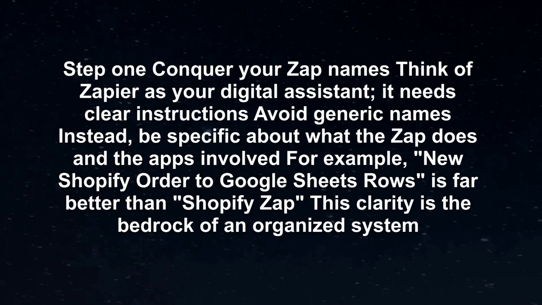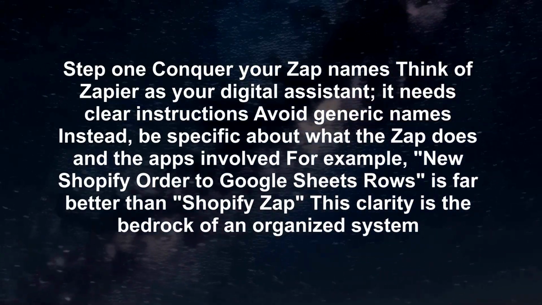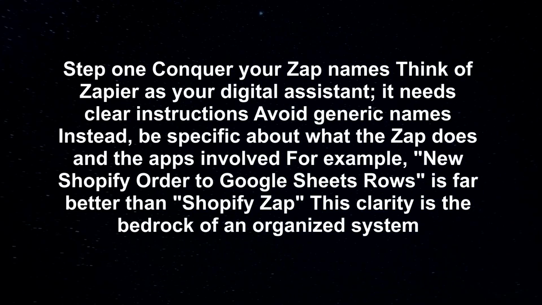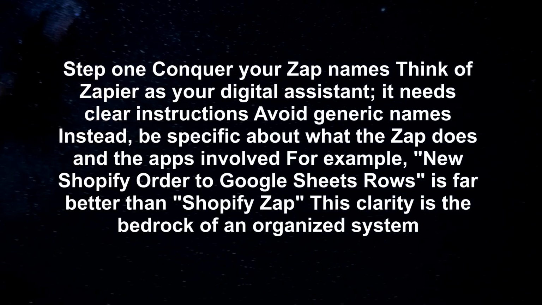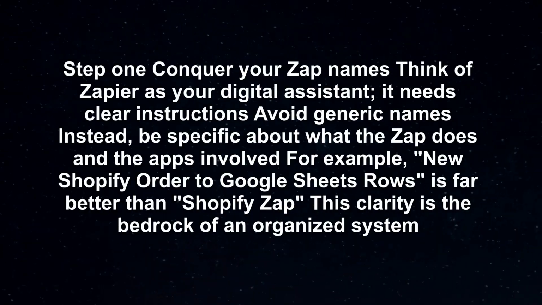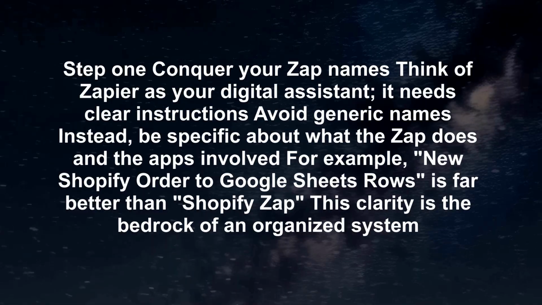Step 1. Conquer your Zap names. Think of Zapier as your digital assistant. It needs clear instructions. Avoid generic names. Instead, be specific about what the Zap does and the apps involved. For example, "New Shopify order to Google Sheets rows" is far better than "Shopify Zap." This clarity is the bedrock of an organized system.